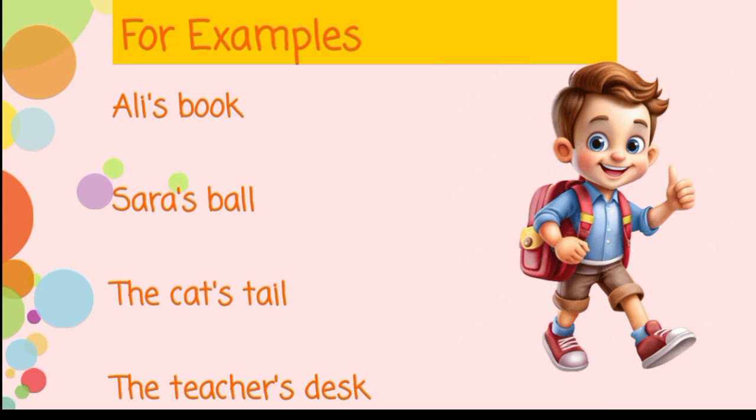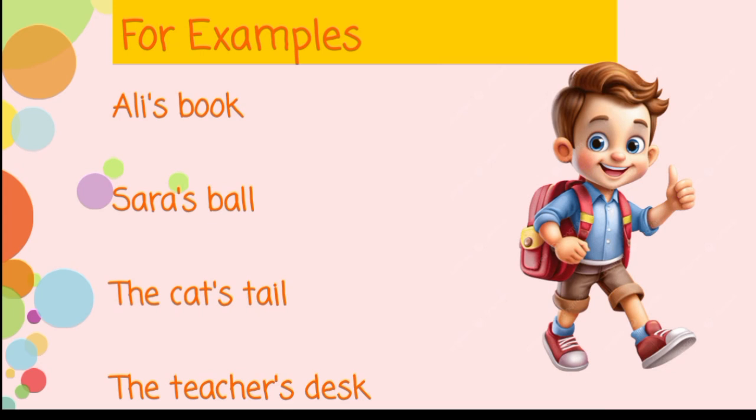Ali's book. Here, Ali is a singular noun and then we added apostrophe s, and next is book. This is showing that the book belongs to Ali. We will say Ali's book. Next we have Sarah's ball. Here the ball belongs to Sarah and we have used apostrophe s after Sarah.